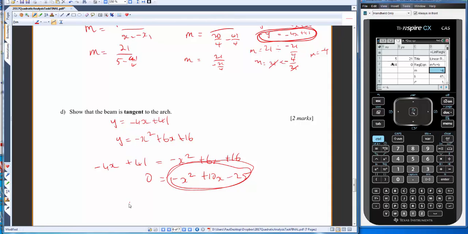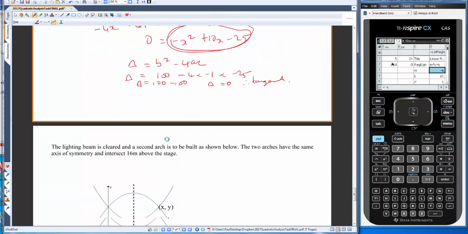Okay, so you'll remember that the discriminant is b squared minus 4ac. And what should happen is the discriminant should come out as 0 if it is a tangent. So we've got b squared, which is 100, take away 4 times -1 times -25. Discriminant equals 100, take away 100, so the discriminant is 0. Therefore, tangent. Tough question, that one.